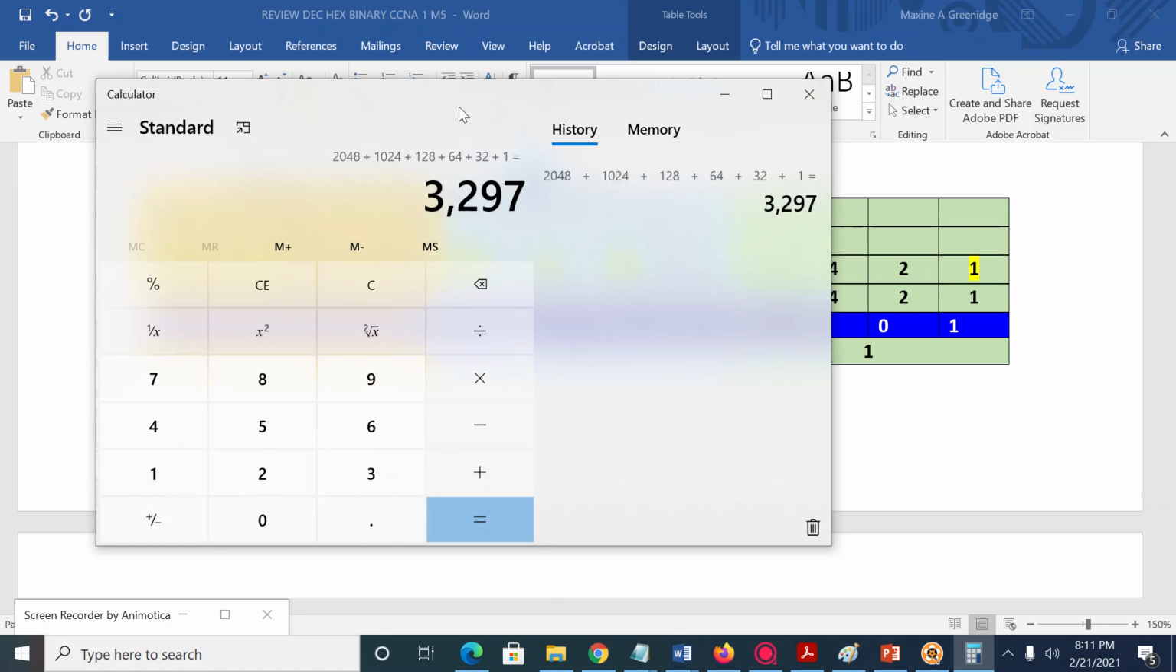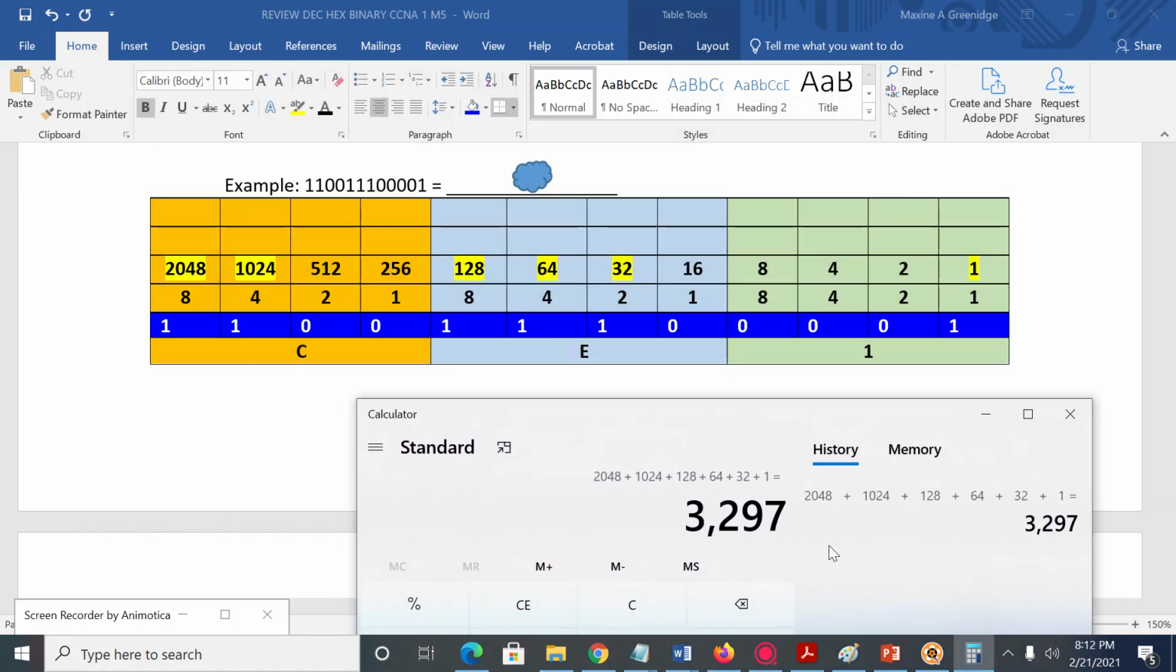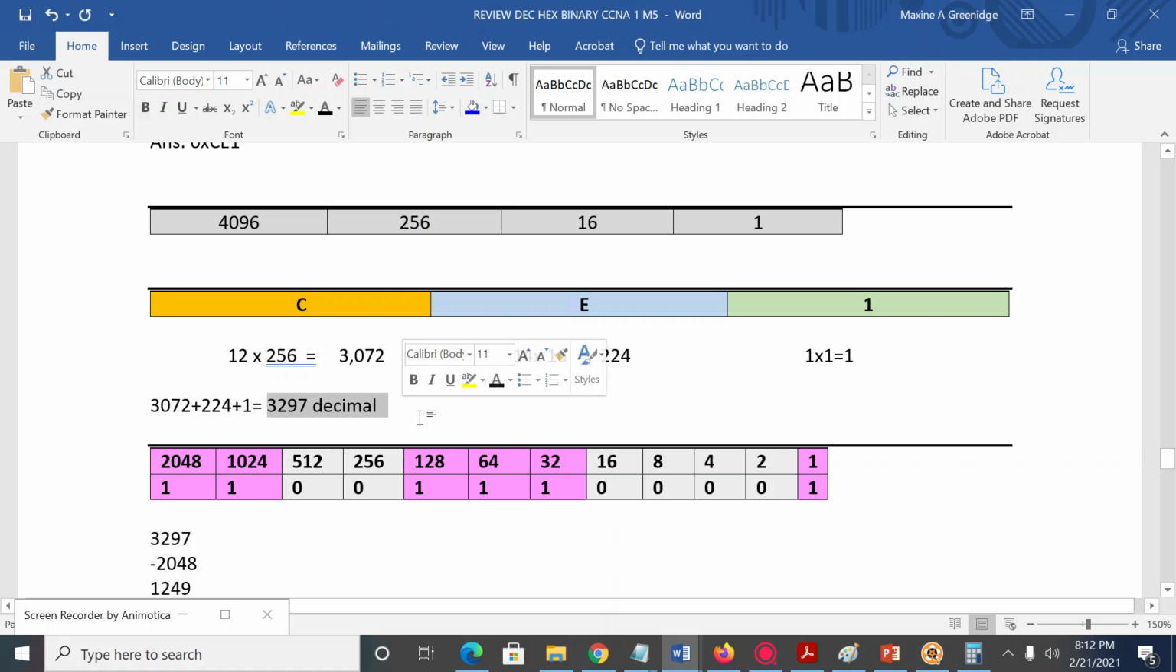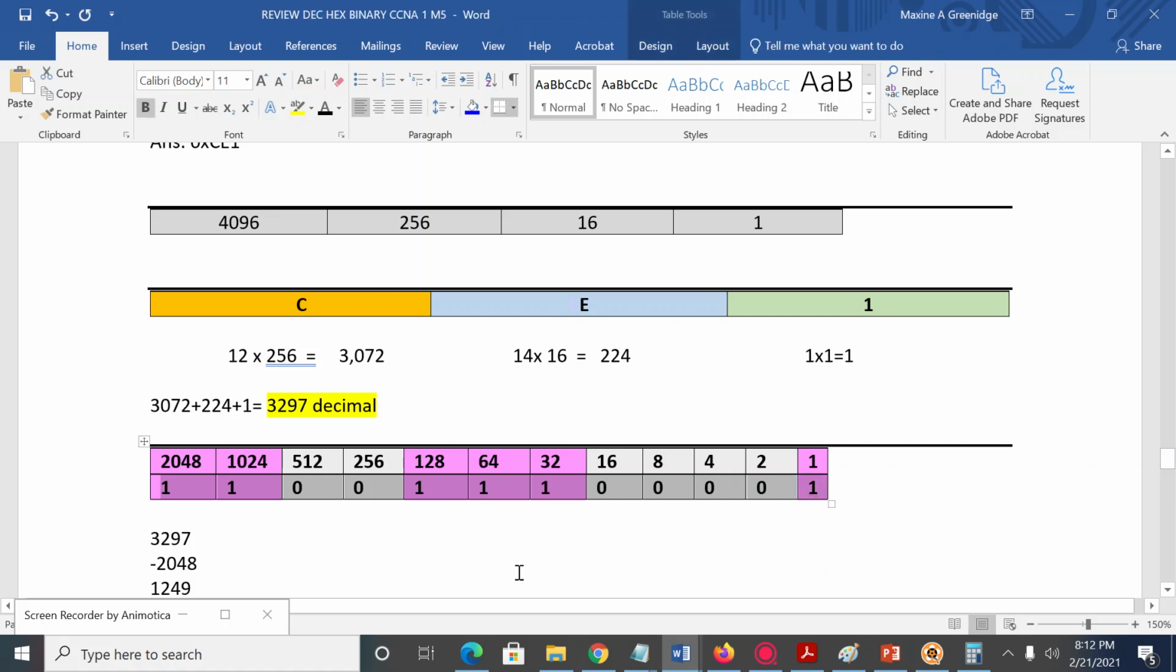So if we add this all together, yes, it does come back to our value of 3297, which is what we got down here. So it does prove that we got the correct information. We got the correct hexadecimal value, and this is the binary equivalent of that hexadecimal value right there.